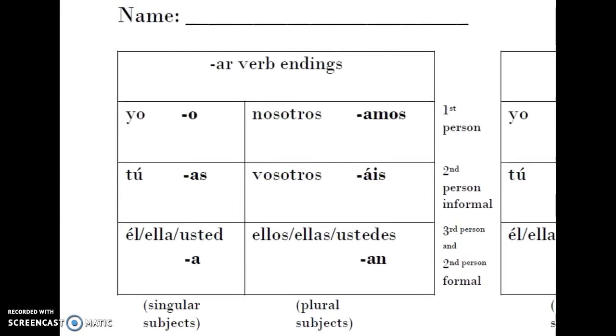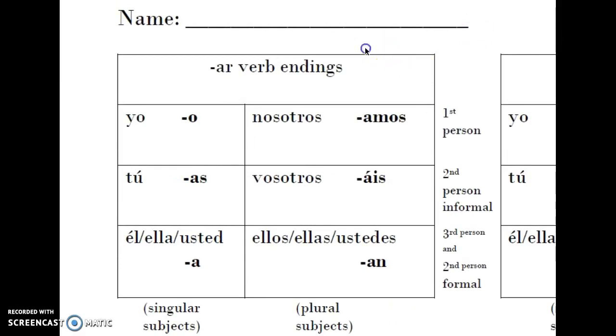I want to show you something that I have here on this file, where I have typed in first person, second person informal, third person and second person formal, then down here singular subjects and plural subjects. With this grid, the way it's organized, we can help decide which conjugation we're going to use, and we can narrow down our options. So if you know that the sentence you're working with has a singular subject, you're just talking about one person, it's going to be one of these three conjugations. If it's a plural subject, it's going to be one of these three conjugations.